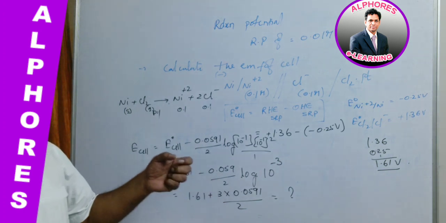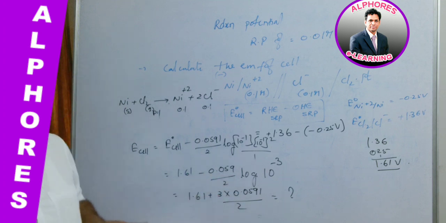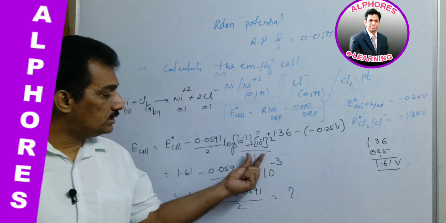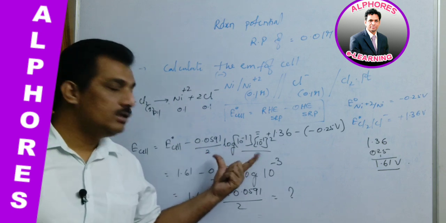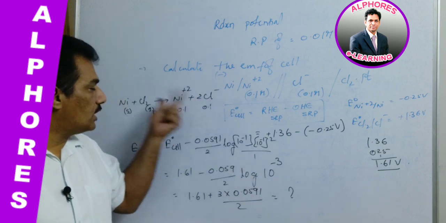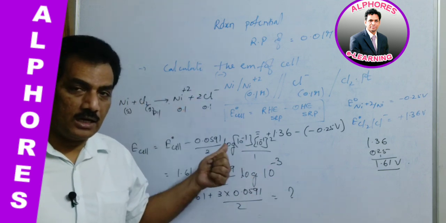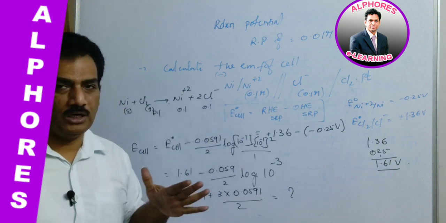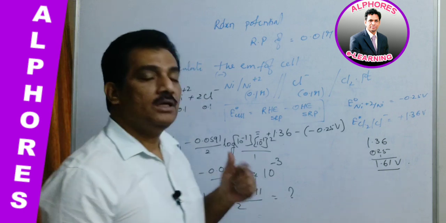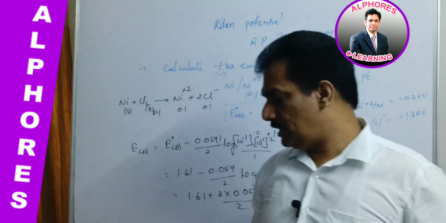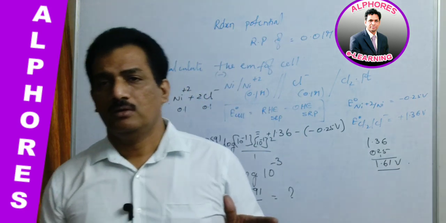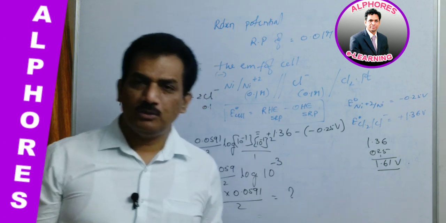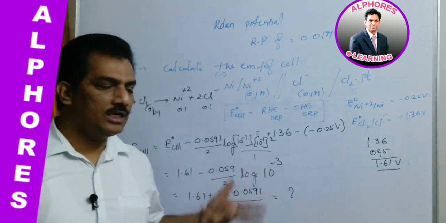So the only concept we have to remember is that we have to write the concentration terms in the Nernst equation depending on the products and reactants involved in the cell reaction. Not blindly, we should not keep one concentration in the denominator and one in the numerator. Why I am repeatedly saying this is that most people, even experienced people, sometimes think that one concentration should be in the numerator and one in the denominator. That's why they are not getting the answers.